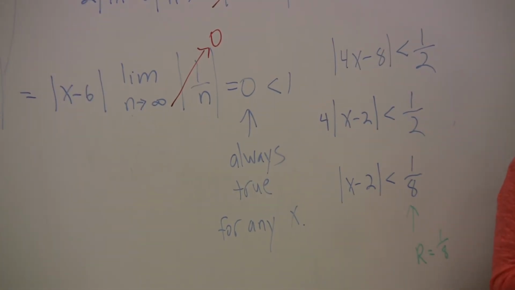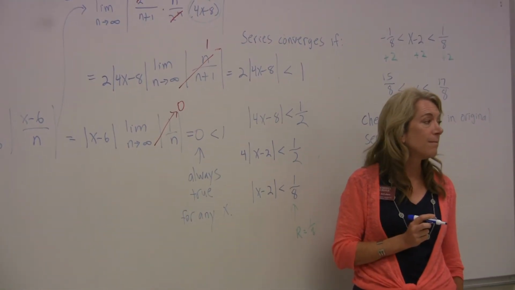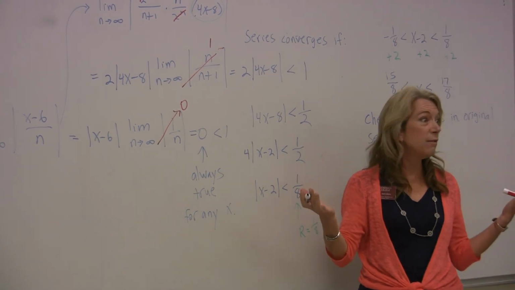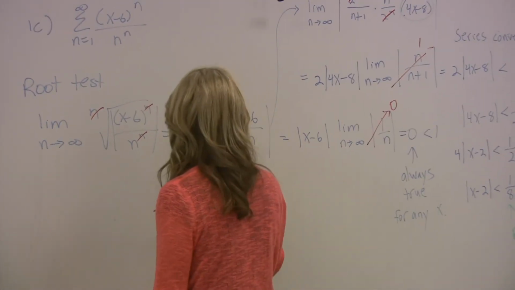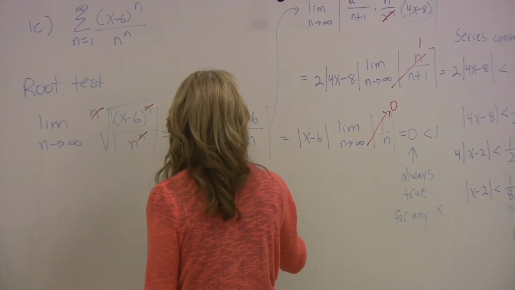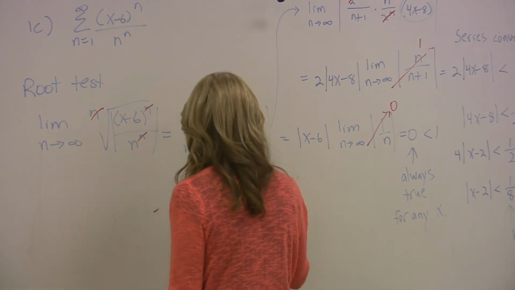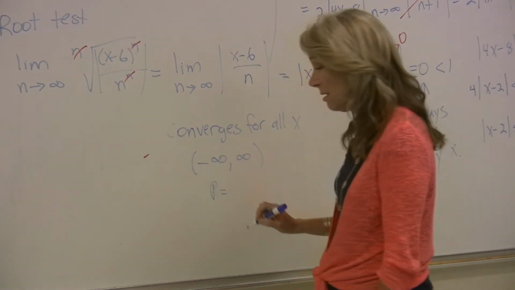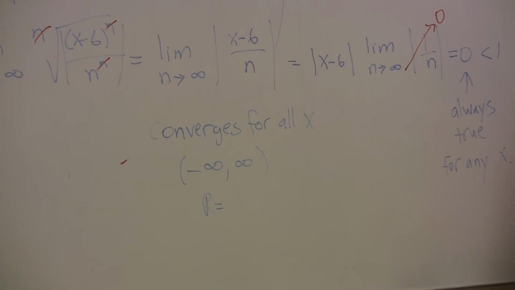So if it works for any x, what's that tell us about this one? It's from negative infinity to infinity. It converges for every x. Converges for all x. So my interval is negative infinity to infinity, and my radius is infinity.